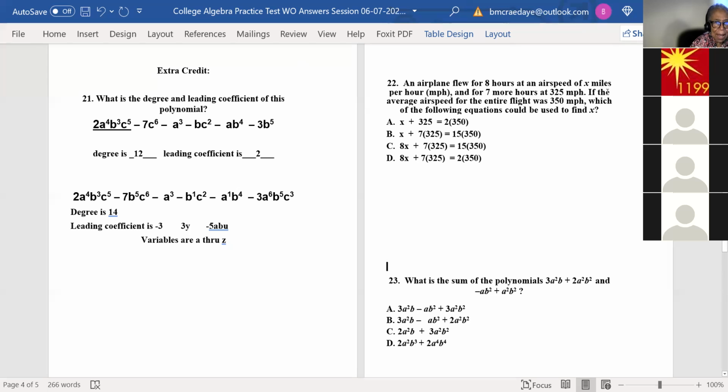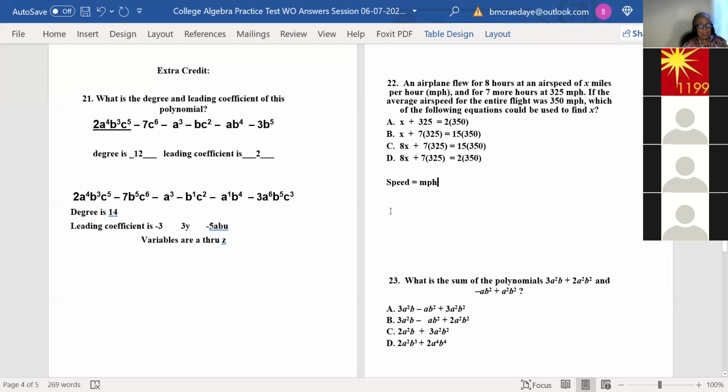But X is the miles and 8 is the hours. Okay, then you multiply. And we're talking airspeed. Airspeed is what? Miles per hour. Speed equals miles per hour, right? Now, if you wanted to find the average speed, you would have miles per hour plus miles per hour divided by a total, right?